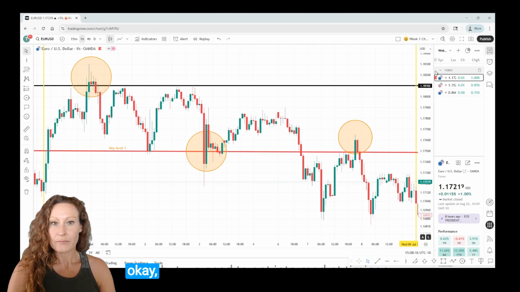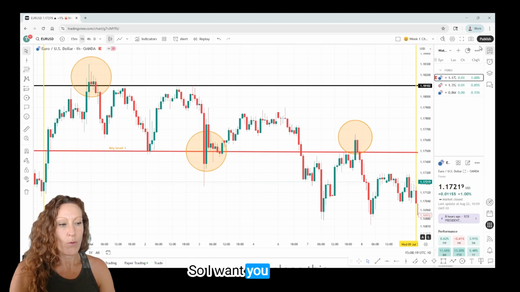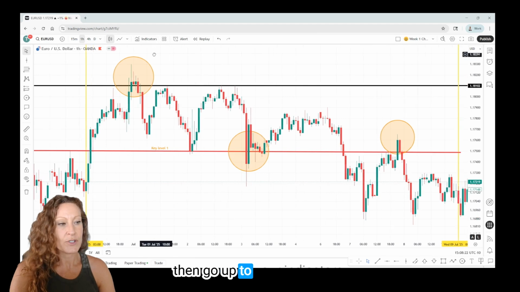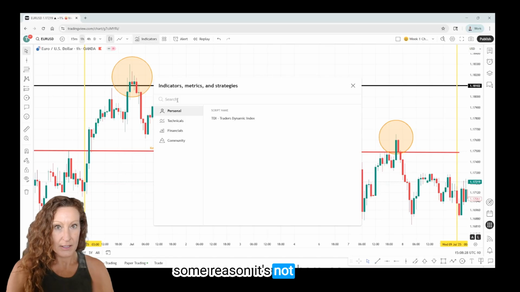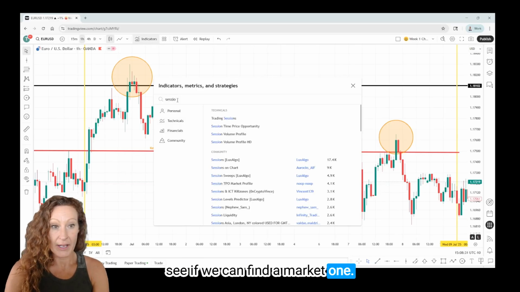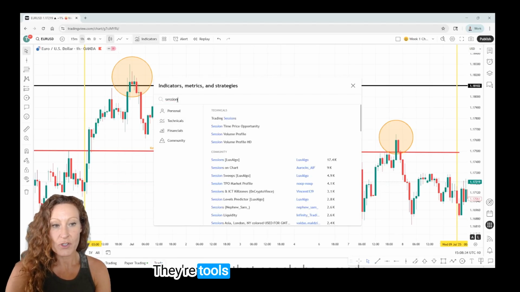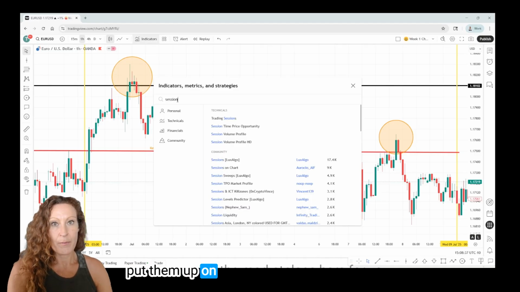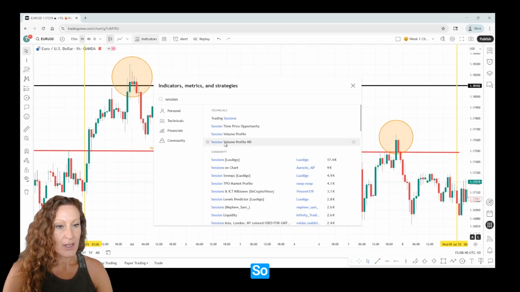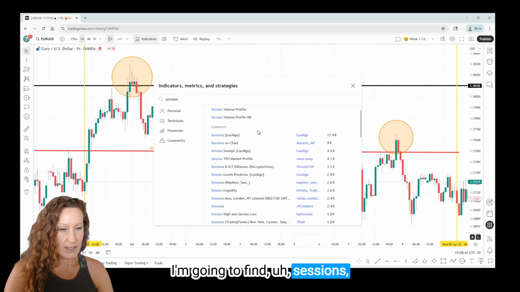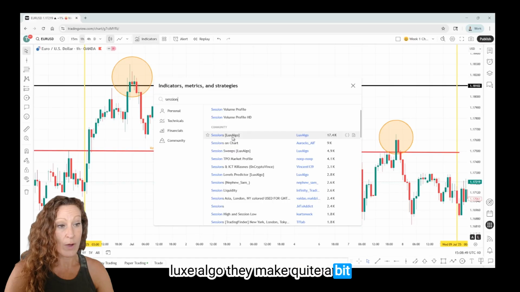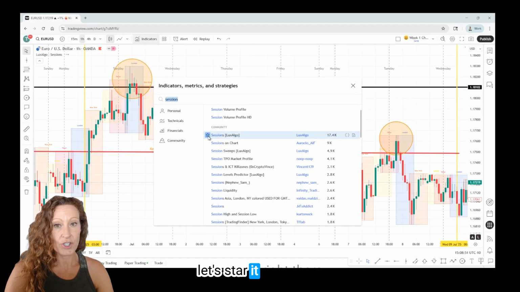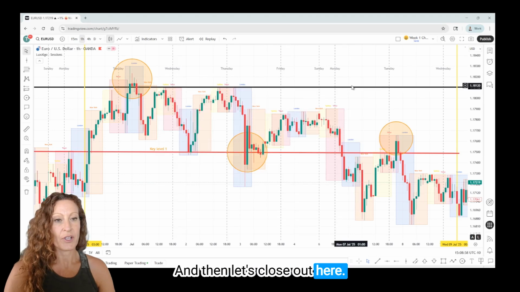Okay, but we need to get into market timings. So I want you to close this, then go up to your indicators. And I had one for you, and for some reason, it's not here. So let's see if we can find a market one. These are all of your indicators. There's tools that people have made and put them up on the marketplace here for you. So I'm going to find sessions. Let's go ahead and use this Lux Algo. They make quite a bit, and let's star it right there so that it goes in our favorites, okay? And then let's close out here.